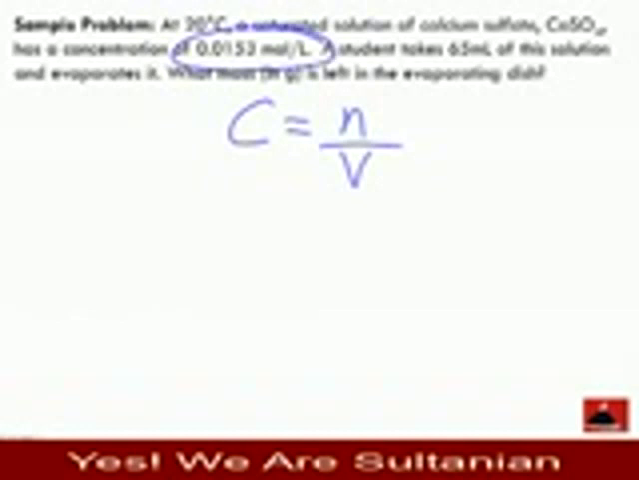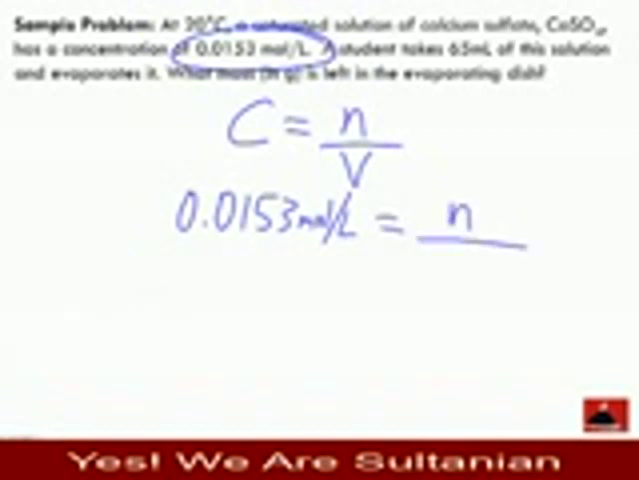0.0153 moles per liter is which one of those letters? A C, right? So we've got 0.0153 moles per liter equals. Do we have the number of moles? No, we don't. Do we have volume? Yes, 65 milliliters. Can I just write that in? No, I have to convert that to liters, which is 0.065 liters. So we want to isolate for n, the number of moles.